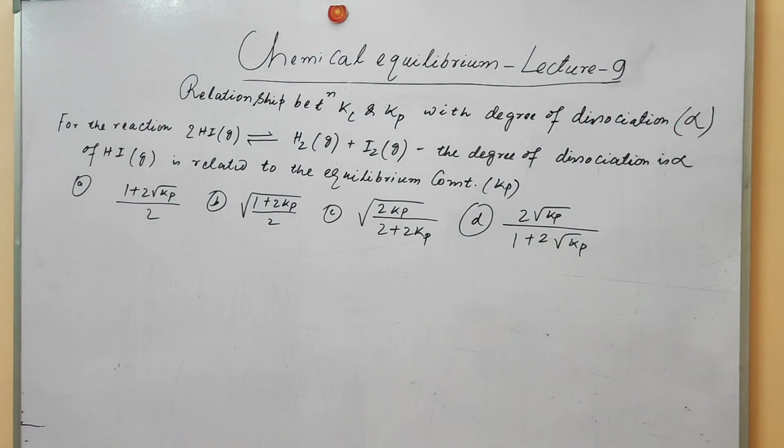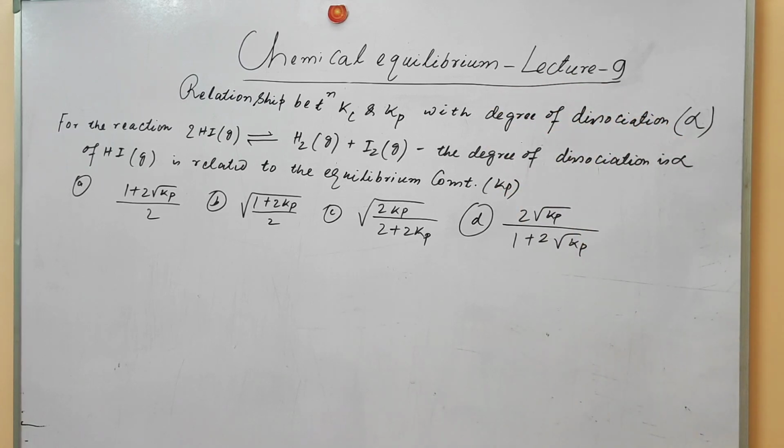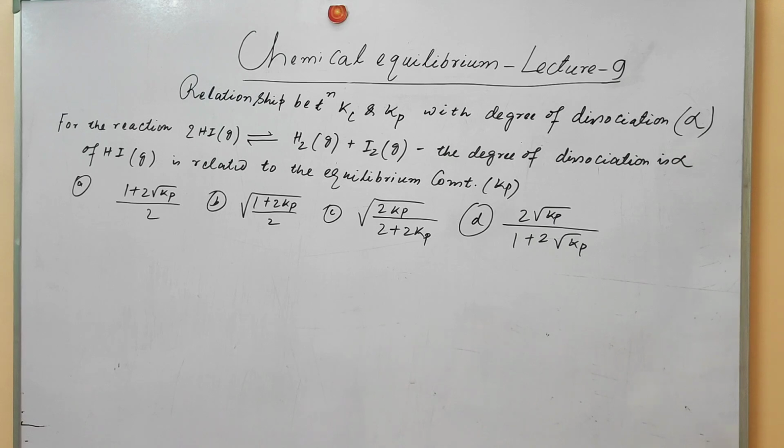This is the numerical that you can see. A gaseous reaction is given, and the degree of dissociation is alpha, and the degree of dissociation of HI gas is related to the equilibrium constant Kp, and four options are given. How do you calculate that?